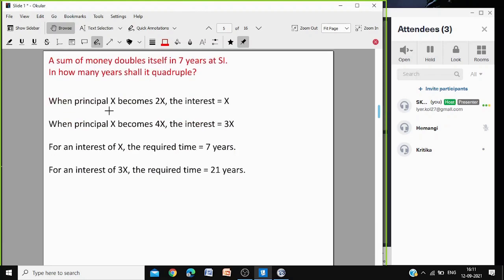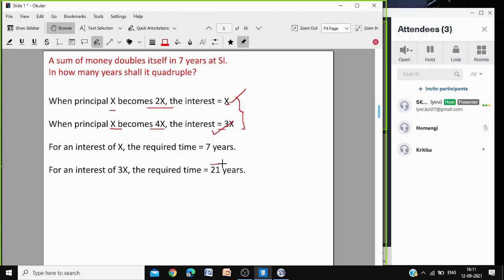When principal x doubles to 2x, the interest is 2x minus x, or x. When principal x becomes 4x, 4 times, the interest is actually 3x, 4x minus x. So it is the interest which will be proportional to the period, not your principal. So x becoming 2x means you are adding interest x. X becoming 4x means the added interest is 3x.